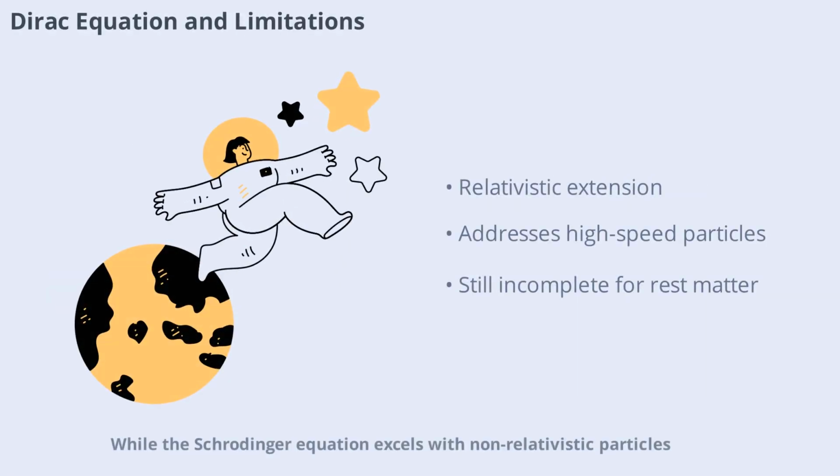While the Schrödinger equation excels with non-relativistic particles, it falls short for those moving at speeds close to light. Enter the Dirac equation, which extends quantum theory to relativistic particles. Together, these equations form the backbone of matter-wave evolution. Yet even combined, they cannot fully describe the behavior of rest matter or the general evolution of matter-charge. This gap in understanding has motivated new research, aiming to create a more comprehensive framework that includes all particle states.